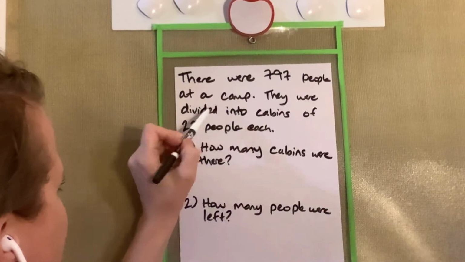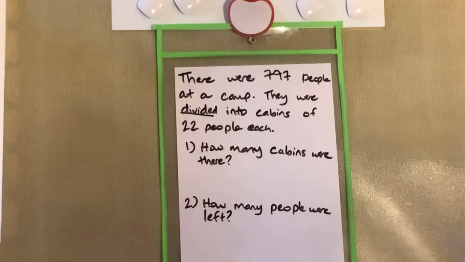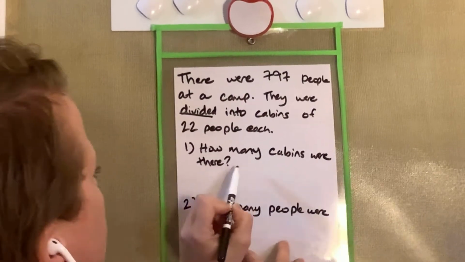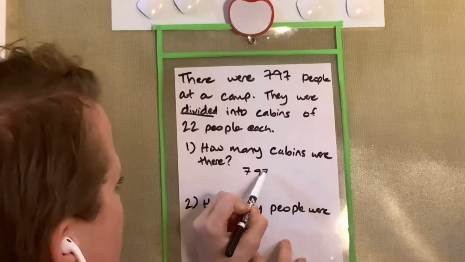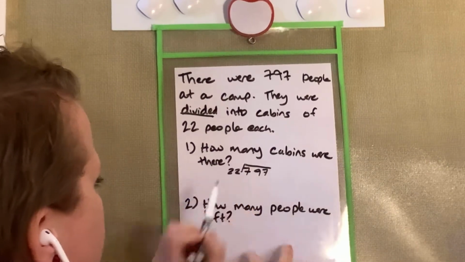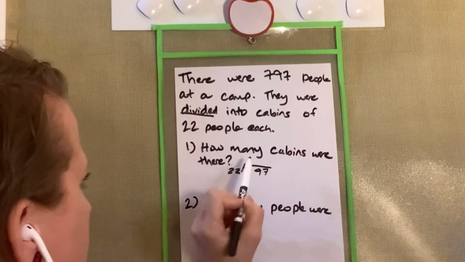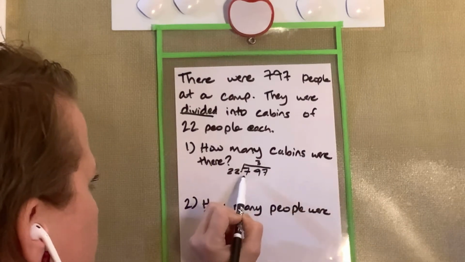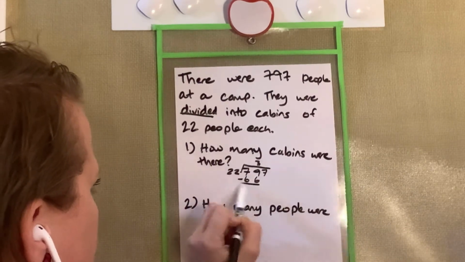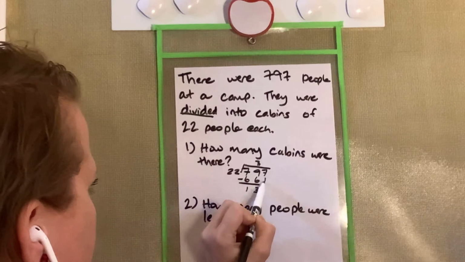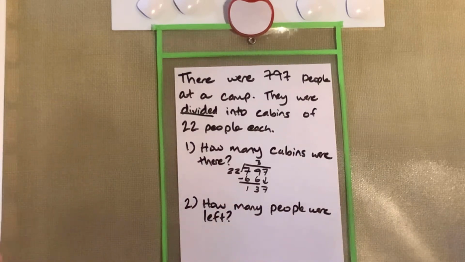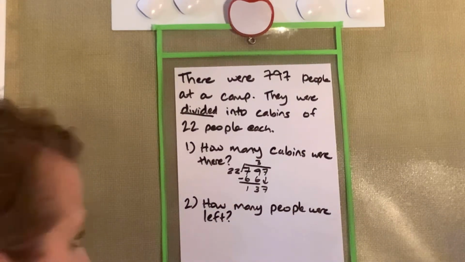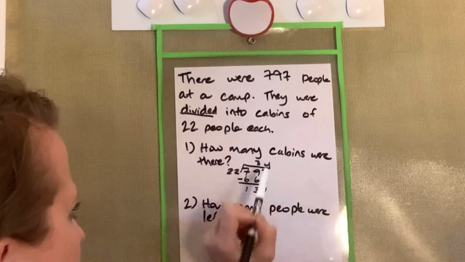So divided, that's a great clue for us there. Divided is telling us this is going to be a division problem. So we're going to do that division. Just do the long division. 797 divided by 22. Goes in 3 times. 3 times 22 is 66. We subtract and get 13. And bring down our 7. How many times now? 4 times.